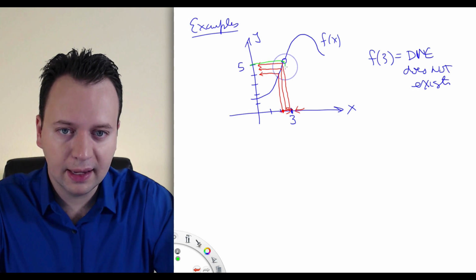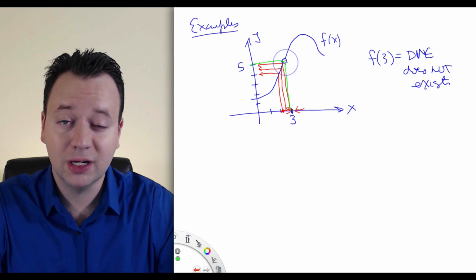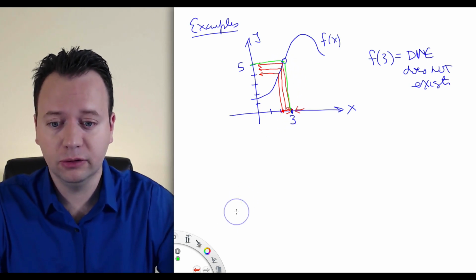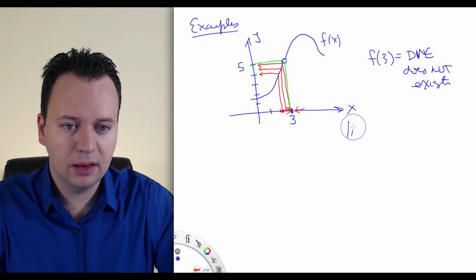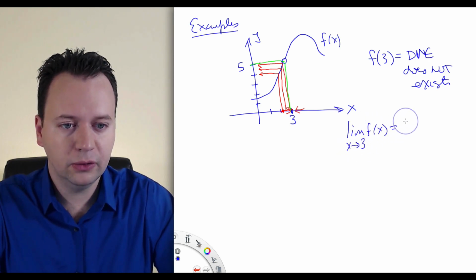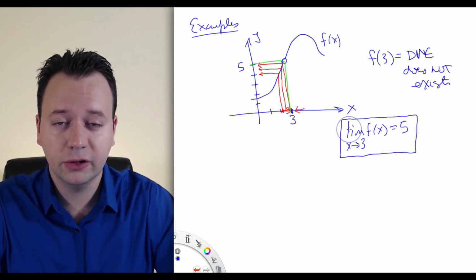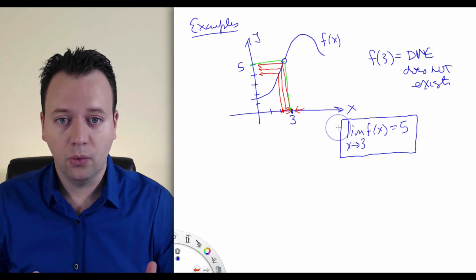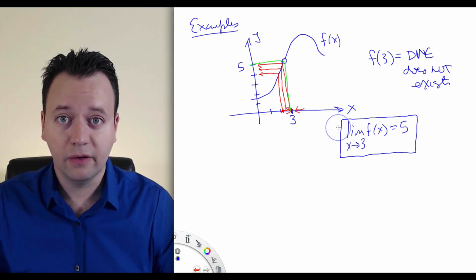So there's exactly a gap right here. Another way of thinking of this is if you were to make the function continuous at x equal to 3, you would have to fill it in with f of 3 equal to 5. So we say the limit as x approaches 3 of f of x is equal to 5. All this means is that as x values become closer and closer to x equal to 3, the y values are getting closer and closer to y equal to 5. Let's take a look at another example that involves an actual equation.